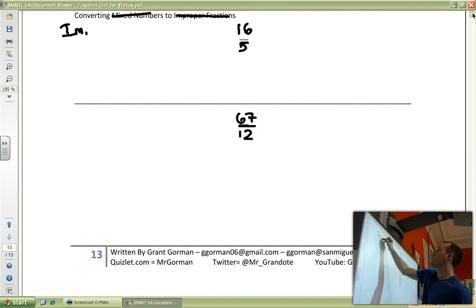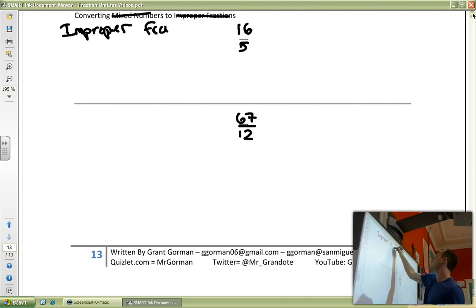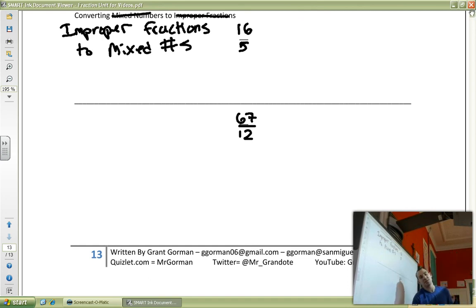Converting improper fractions to mixed numbers. Remember when I said mixed numbers are easiest to think of as parts of a whole? Well, improper fractions are usually easiest to think of as parts of a set, and I'll show you why. Right here it says I've got 16 total parts. So all I want to do for the easy way is just write 1 to 16, so I know I have all my parts.